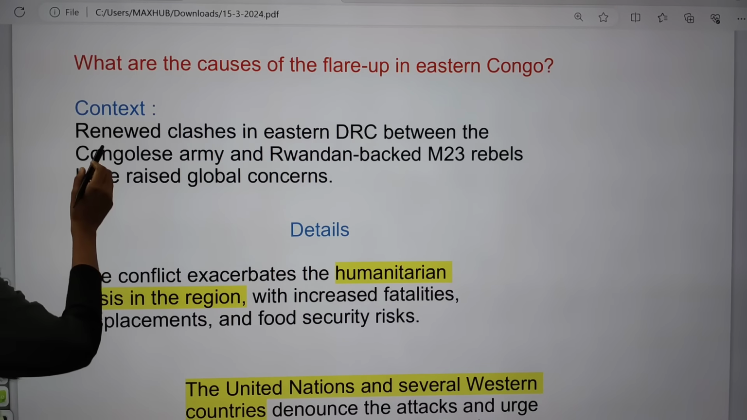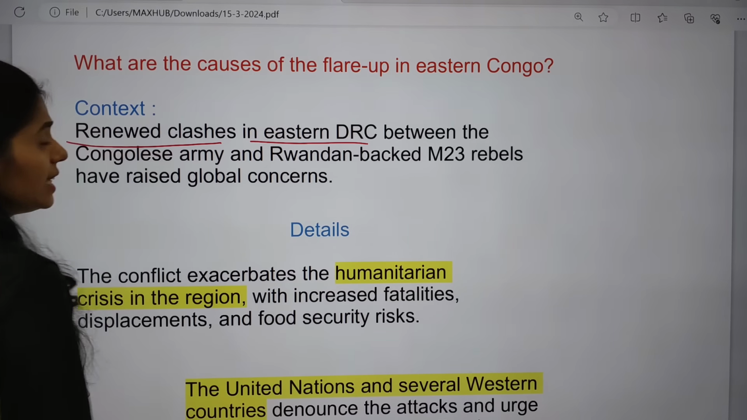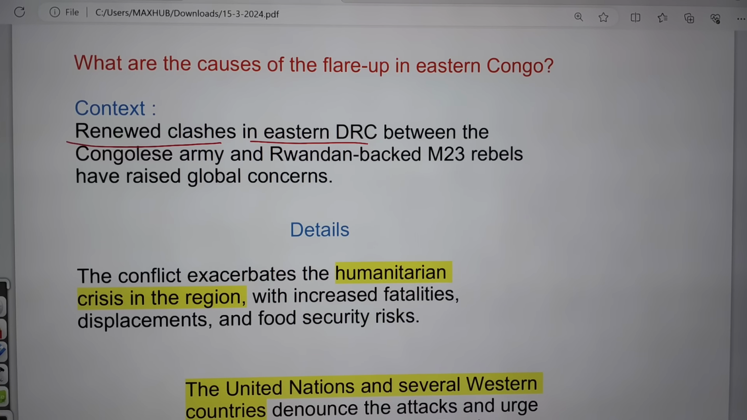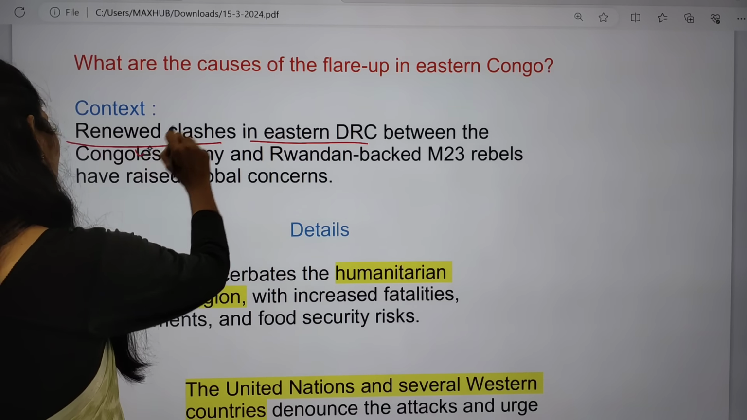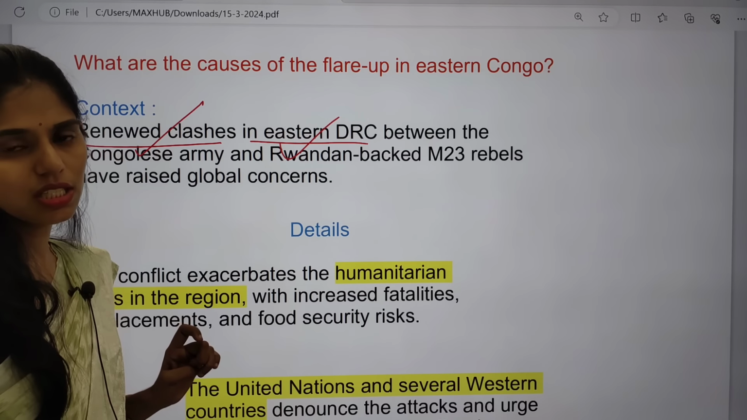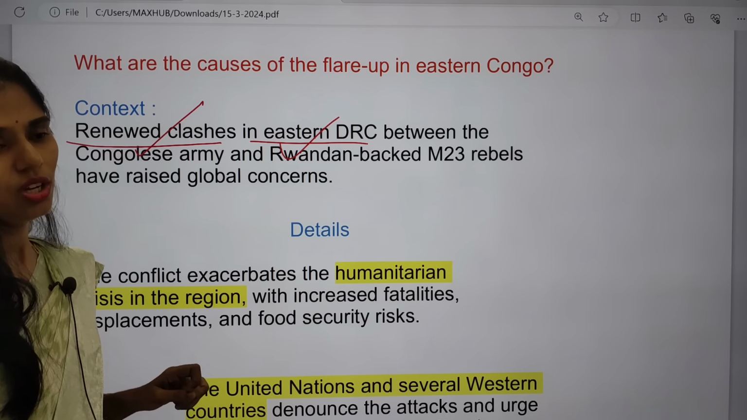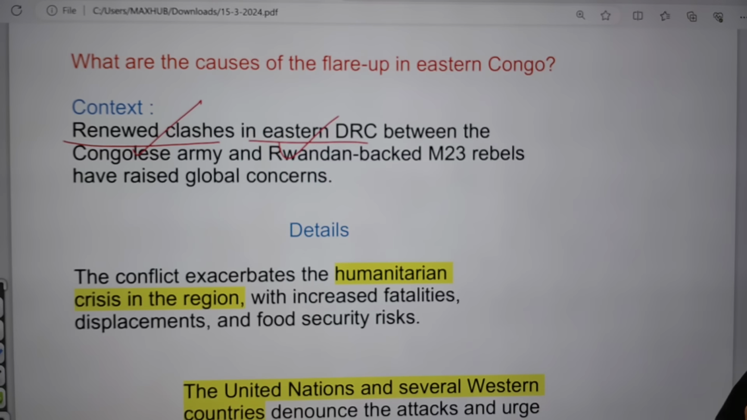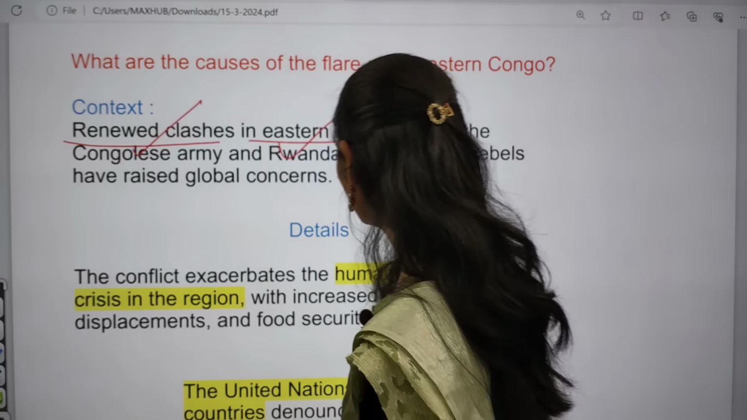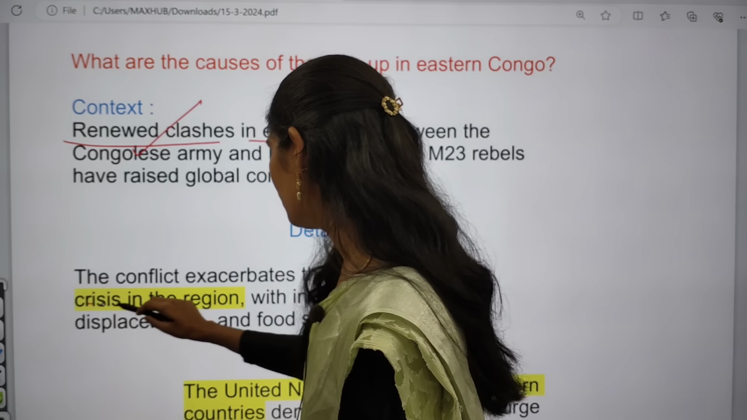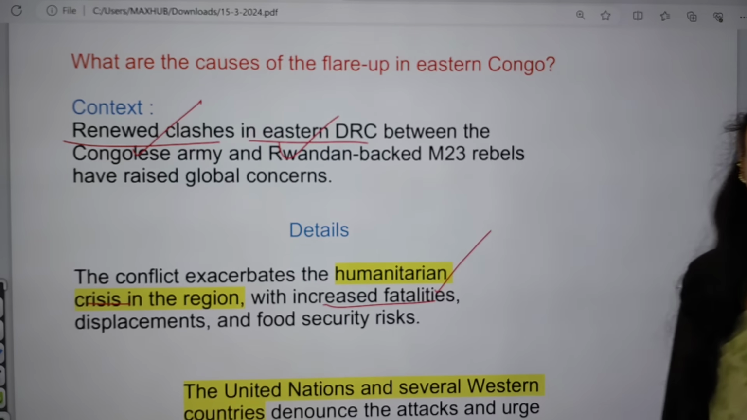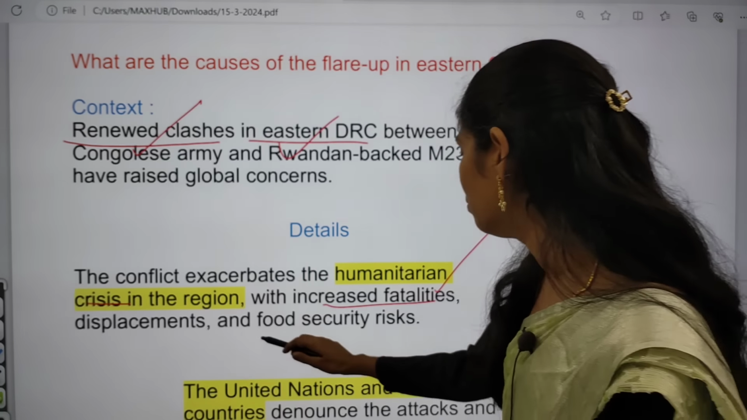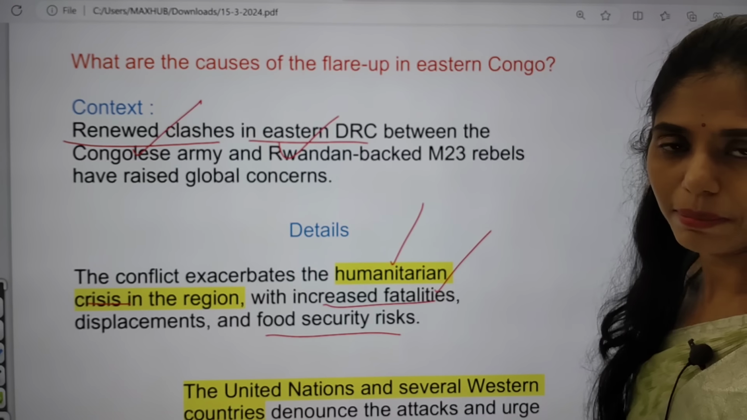Okay. So here the context says that there are renewed clashes in Eastern Democratic Republic of Congo between the Congolese army and Rwandan-backed M23 rebels. Because of these issues between the army of Congo and Rwandan-backed rebels, it is a global threat or global concern. If you see across the world, the Russia-Ukraine crisis is happening, the Israel-Palestine issue is going on, and now here the Congo and Rwanda issue is going on. This conflict is increasing the humanitarian crisis in the region, and there is an increase in fatalities, meaning deaths, and displacement of people, that means people are moving to other places, and even food security risks.